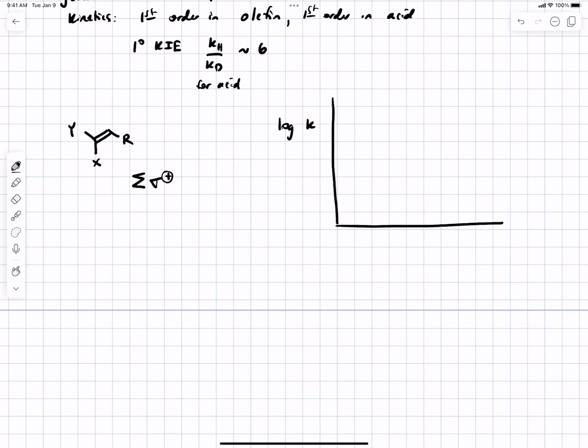Anyway, so they're adding together. You've got an olefin, and on the same carbon, you've got 2 different substituents.